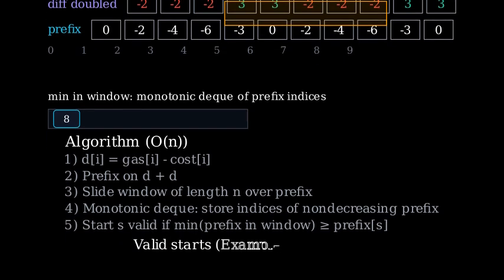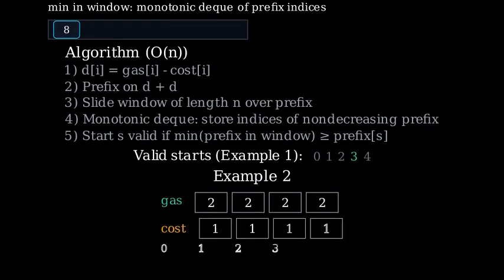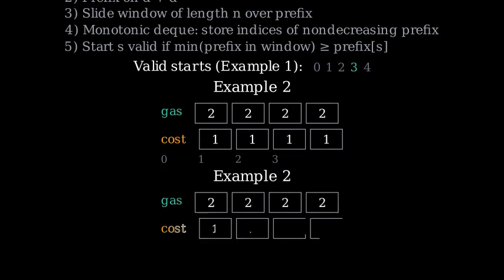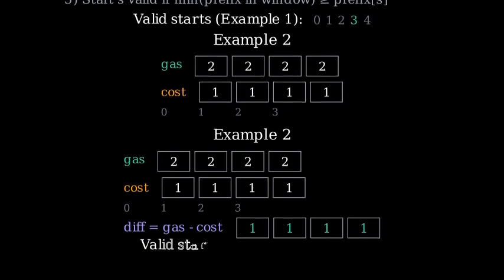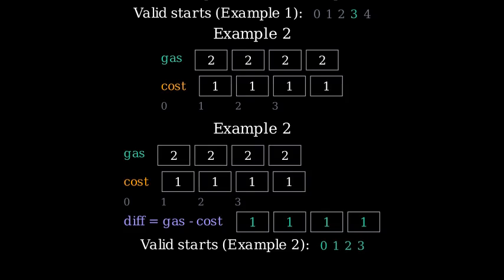For example 1, the only valid start is index 3. We mark it in green. Here is a second example with 4 stations, where every start is valid. Compute diff for example 2. All entries are positive, so any start will maintain non-negative fuel. Therefore, all starting indices are valid in this case.